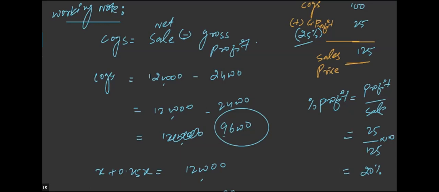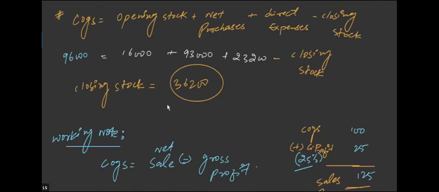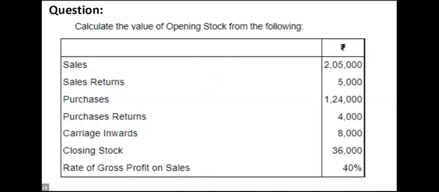Is this clear to you? Yes, sir. So this is the alternative method of calculating the cost of goods sold. Okay, so I hope this question is clear to you, and we will move to the next question now. And this is your question.